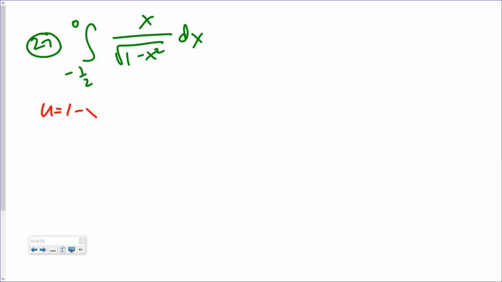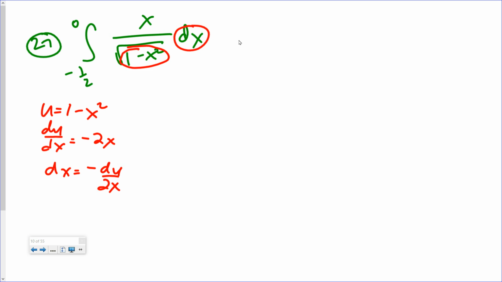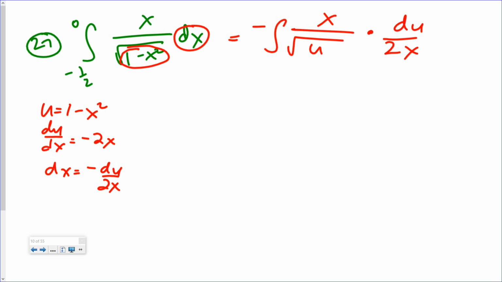If u is equal to 1 minus x squared, then du/dx is negative 2x. Then dx is negative du over 2x. Okay, guys, always do u substitution first. All right, if this is my integral, I replace two things. I replace my u and I replace my dx. So this becomes x over the square root of u times negative du over 2x.